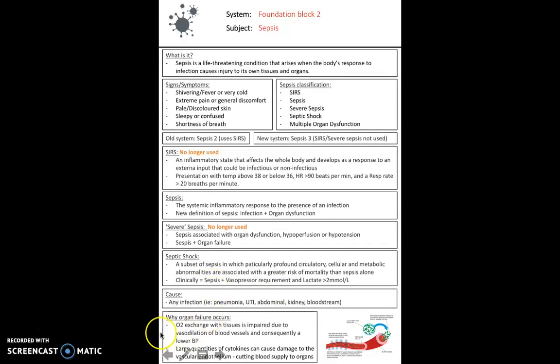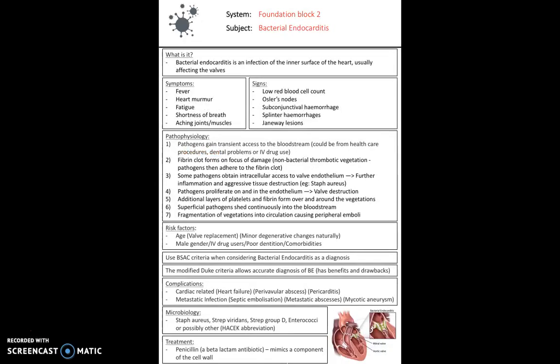The cause of sepsis can be any infection that spreads into the bloodstream, and the main problem with sepsis is when it starts to cause organ failure, and there's a little bit about the pathophysiology here in respect of how it cuts off that oxygen and blood supply to the organs, which is what causes organ failure and dysfunction.